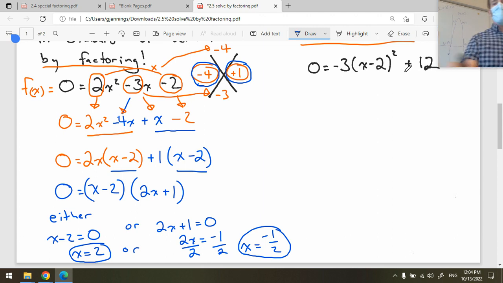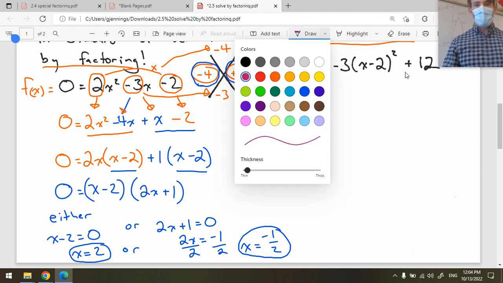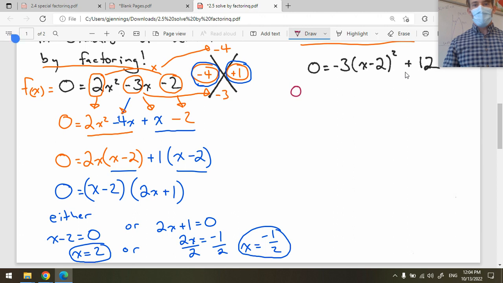All right, if I want to solve this one for x, I could make a table of values and find values of x that will make that 0, but it's much easier to turn it into standard form and then factor it rather than doing trial and error. So to turn this into standard form, let's do this in purple in honor of our purple work on the board. So we're going to have 0 is equal to negative 3 times (x minus 2) squared plus, (x minus 2) times (x minus 2).